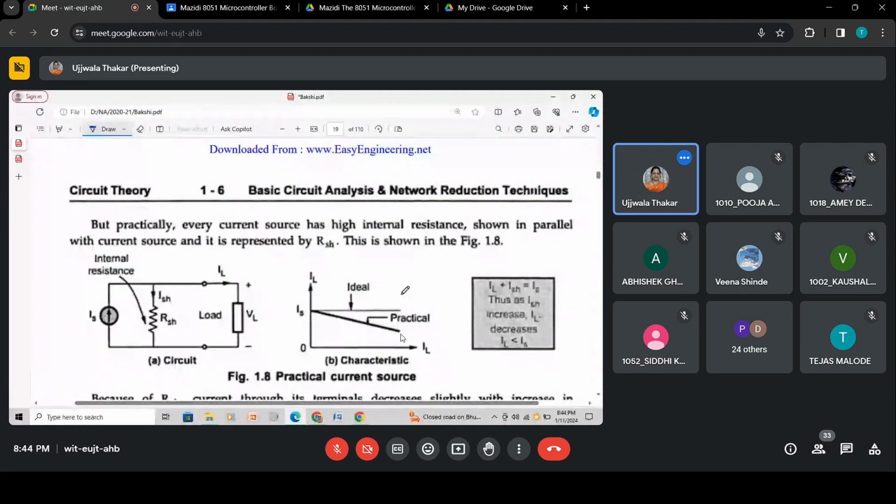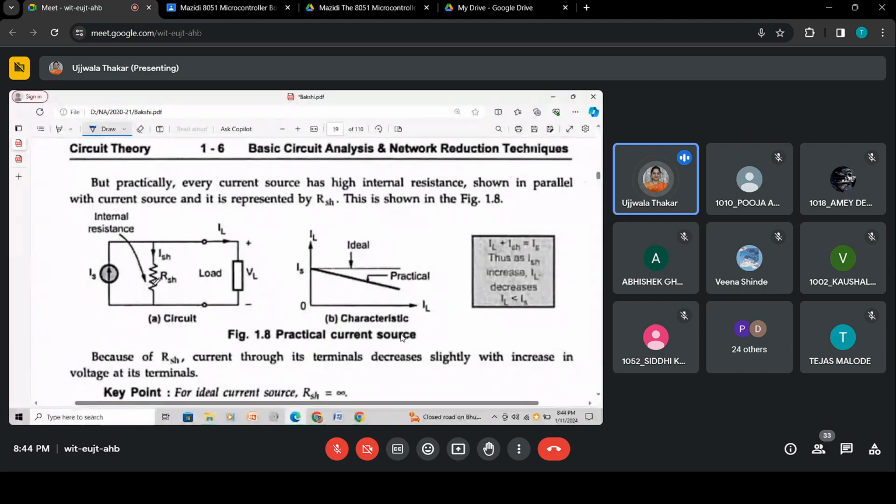Now let's see the practical source. Practically there will be a resistance, and this resistance will now be in parallel. In the case of a voltage source, the internal resistance was in series, hence the name series resistance. In case of a current source, the resistance is in parallel. That is the difference you have to remember. And the node will obviously be there.